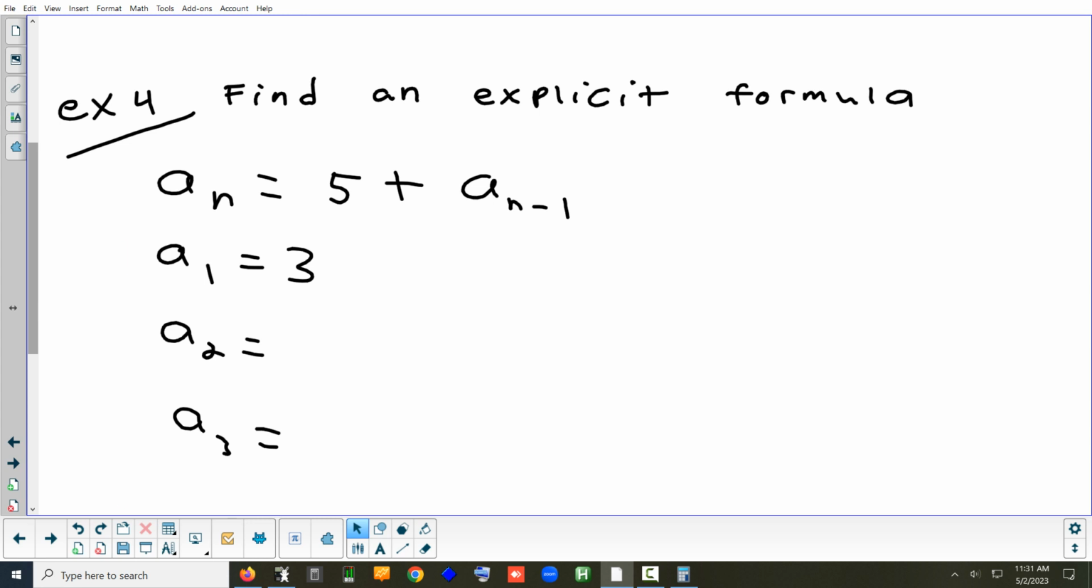What would your second term be? 8. In your third term? 13. So that's probably enough to test your formula on. You can go one more if you wanted. But the goal now is to find a connection between what can you do to the number 1, that's the position number, to turn it into the value 3.